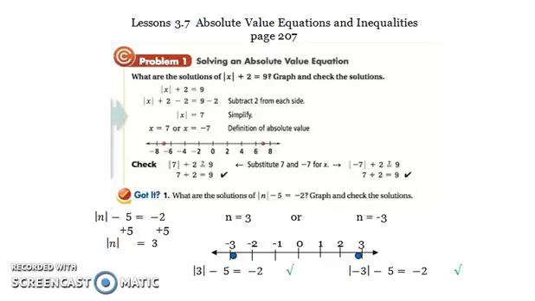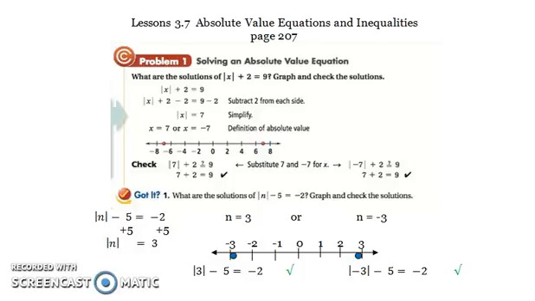This is lesson 3.7, absolute value equations and inequalities on page 207. Problem 1, solving an absolute value equation. What are the solutions of the absolute value of x plus 2 equals 9?